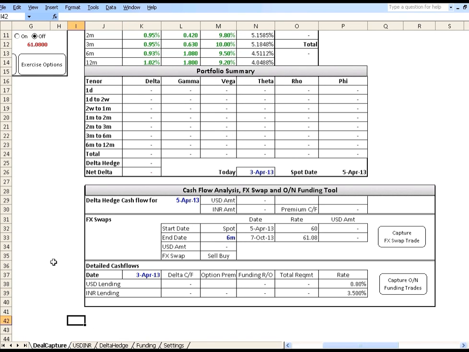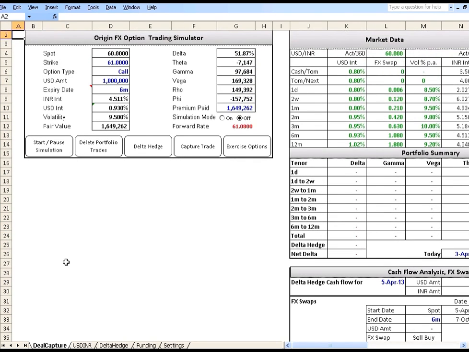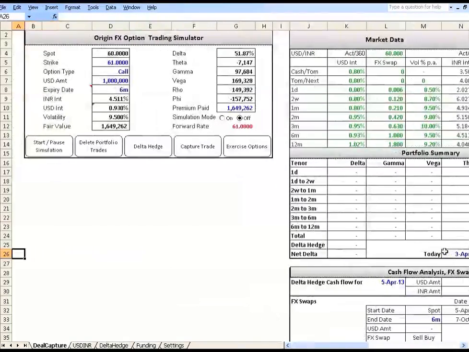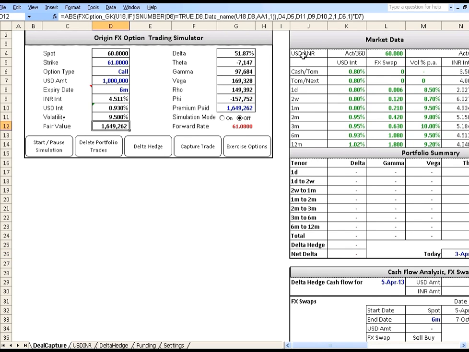Let's go back to deal capture sheet and capture a trade. Let's set today's date as 3rd April 2013 here. Before starting, let's clean all the trades by clicking Delete Portfolio Trade button. As mentioned earlier, we will be restricting ourselves to option trades only in a single currency pair USD INR.